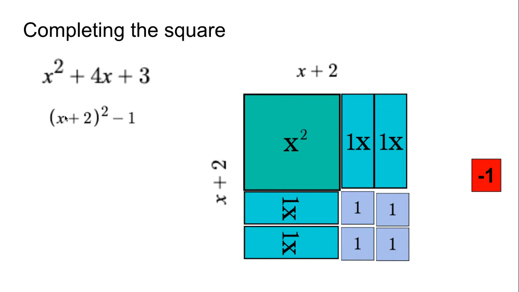And you can see that if you multiply this out, you get x squared plus 4x plus 4. And then if you subtract 1, you get your 3. So that's how we complete the square.